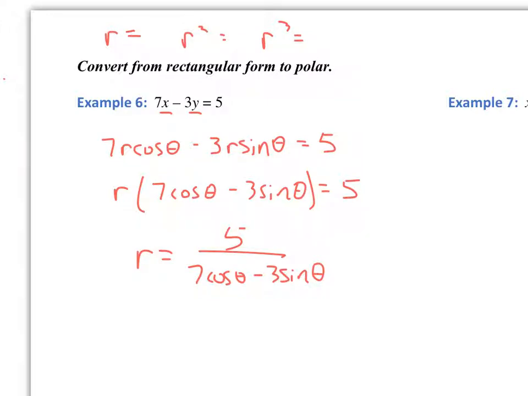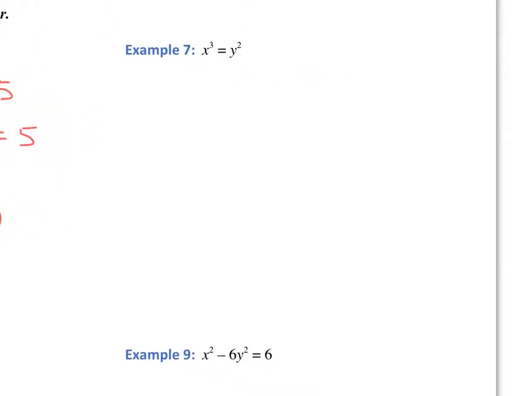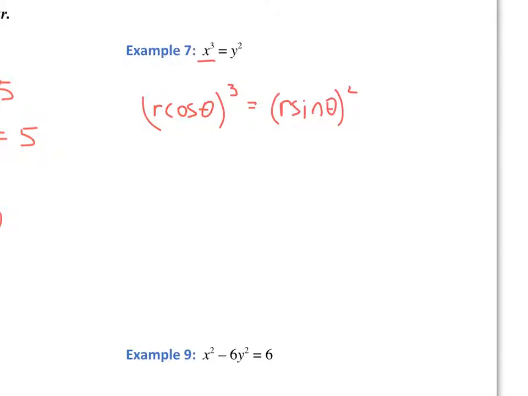All right? Example 2. Keep doing the same concept. The only difference comes down to getting that r by itself. So, we're going to change the x into r cosine theta quantity cubed. We're going to change the y into r sine theta quantity squared, which becomes r cubed cosine cubed theta and r squared sine squared theta. All right, our goal is to get the r's on one side, everything else on the other side. Ideas?